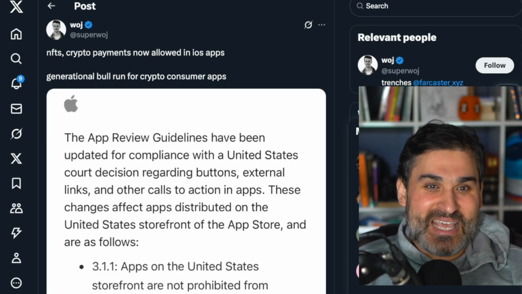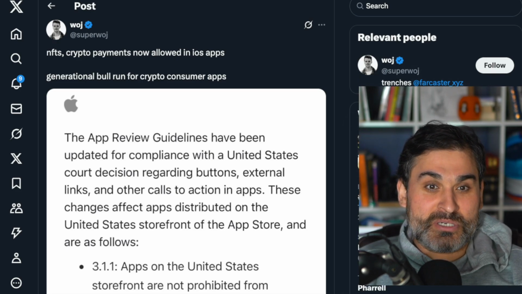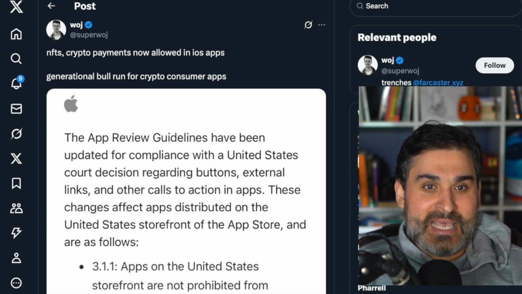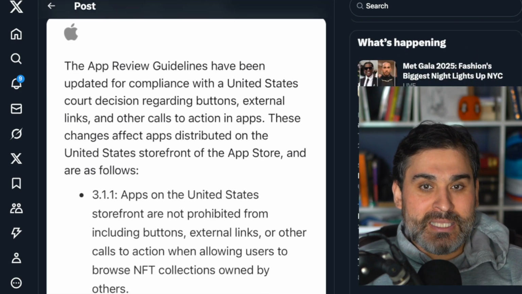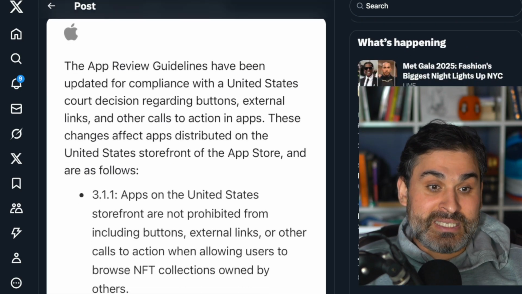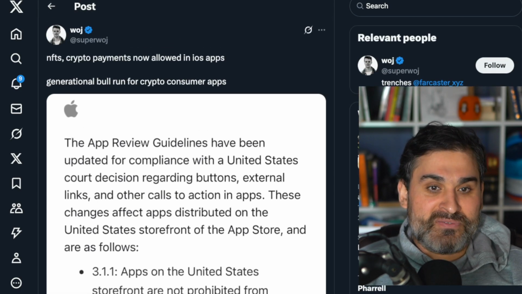Okay, final story of the day is this Apple case that was ruled on, and this just goes to show even more how everything is going to come to crypto. So a watcher here says NFTs, crypto payments are now allowed in iOS apps, generational bundle for crypto consumer applications. So this was a court case that was decided in the US this week. Actually just the end of last week.